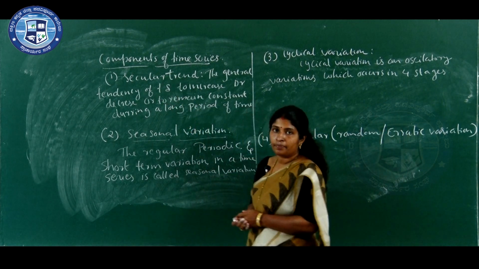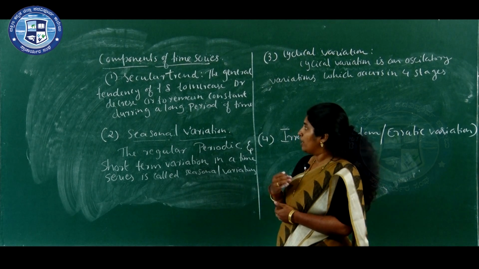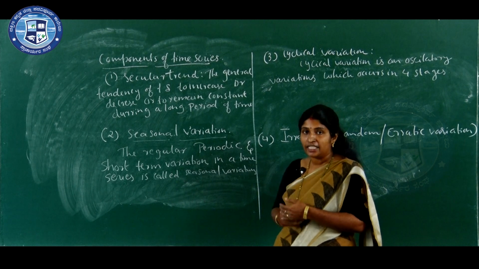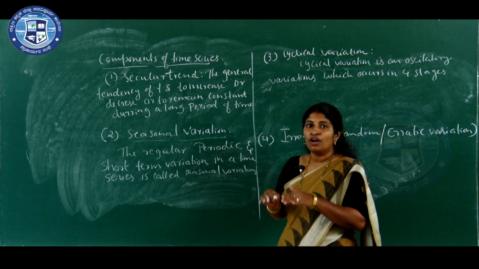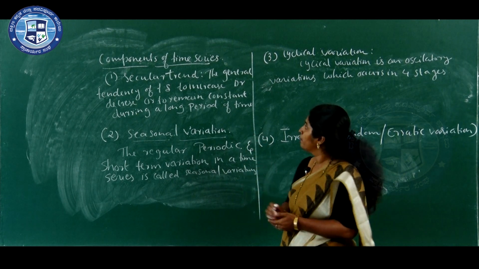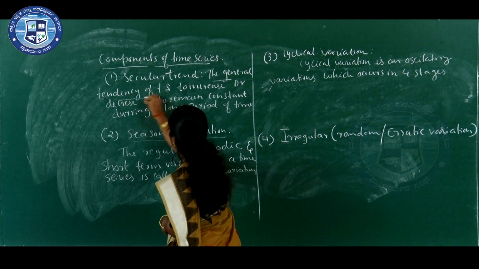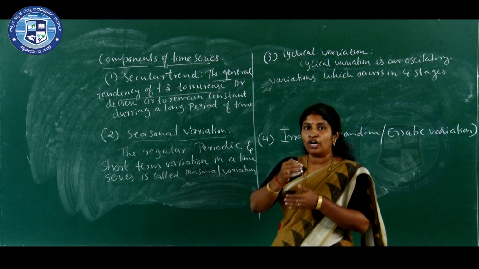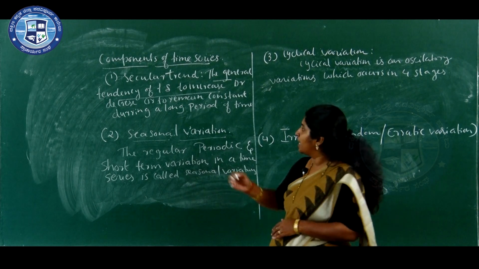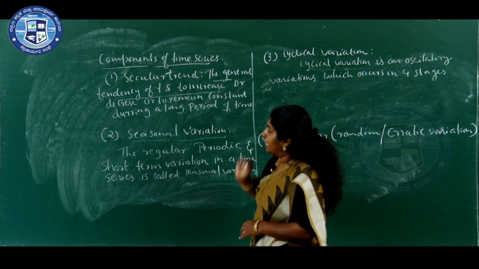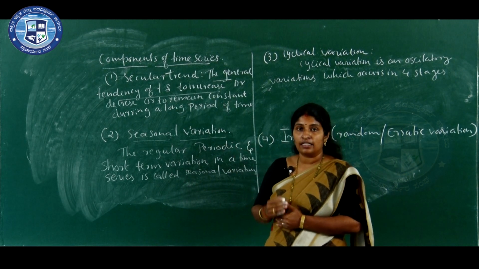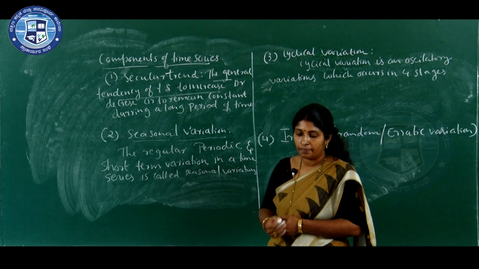Secular trend. The general tendency of time series data to increase or to decrease or to remain constant for a long period of time is called secular trend. The secular trend is a long term variation.